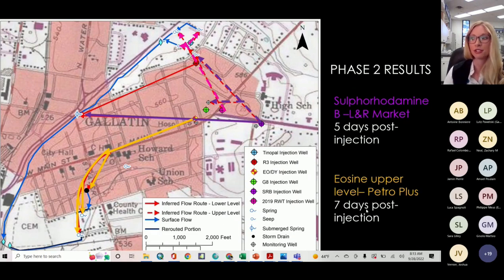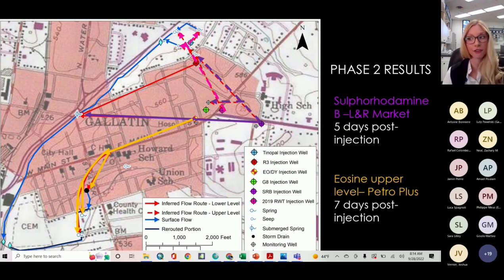Again, the phase 2 results excluded the Eocene trace here at Petro Plus as a potential source, but we did identify an additional facility over here shown at the purple injection location. That was the L&R Market, and it also exhibited groundwater movement northwest in the direction of the impacted seeps. We did continue to recover the rhodamine WT that we injected in the 2019 traces, further establishing the connection of these 2 operators to these impacted locations.